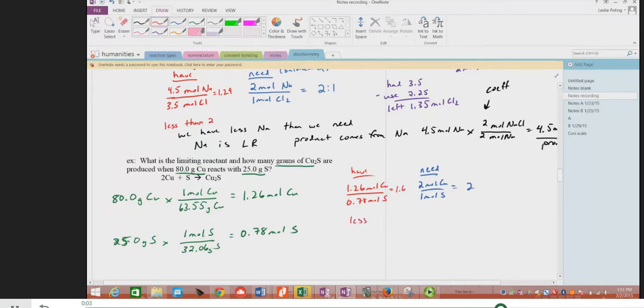So, less copper than we need. Copper is the limiting reactant. So the product comes from copper. So 1.26 moles of copper. We have 2 moles of copper for every 1 mole of copper(I) sulfide.